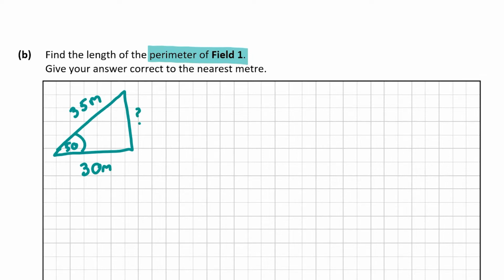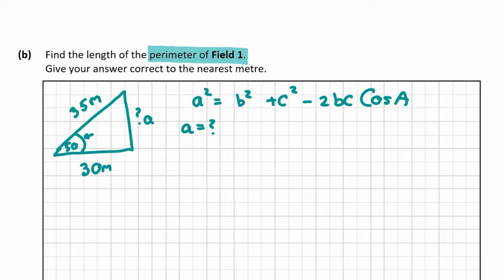So if you go to the log tables and find the cosine rule, that is a squared is equal to b squared plus c squared minus 2bc cos of a. So we're going to call this a here because we have the cos of a. So a is what we're looking for, b is 35, c is 30, and the cos of a is equal to the cos of 50. So let's fill this out and find a.